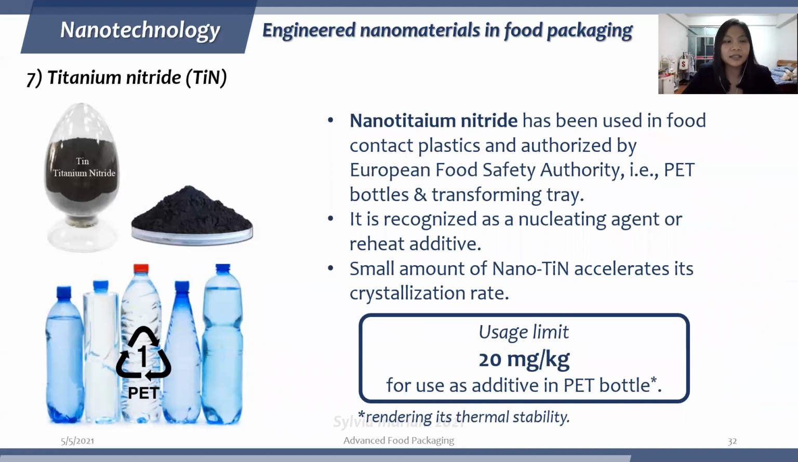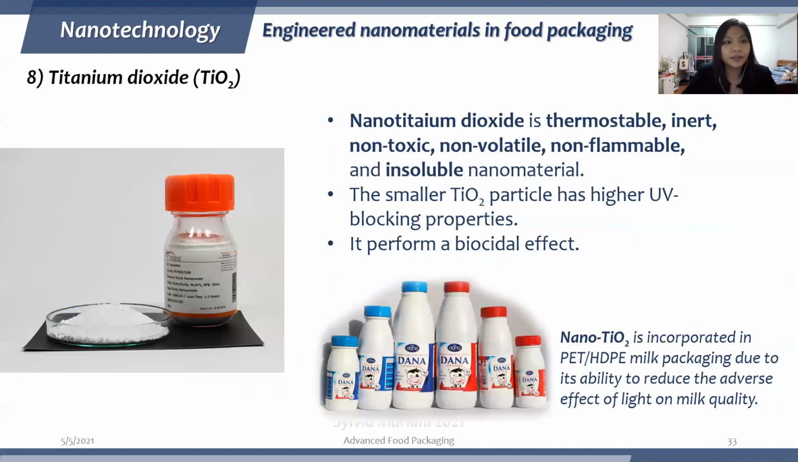Next, titanium nitride is used in the production of PET bottles. And another titanium nanoparticle is titanium dioxide, which shows a UV blocking ability, and it has been proved that the smaller particle size shows better performance for blocking the UV light.